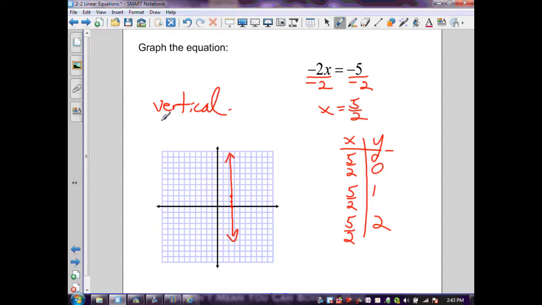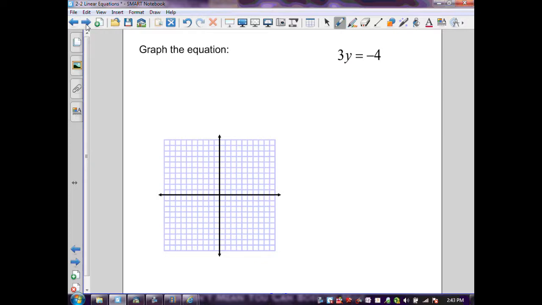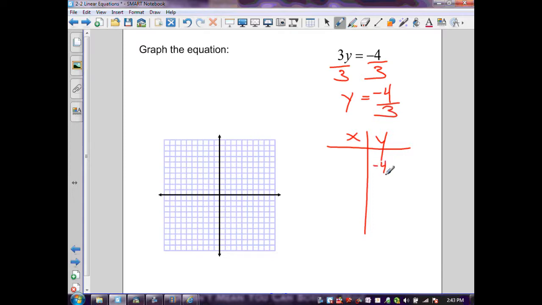What would happen if I just have a y? y would then be a horizontal line. Let's take a look at this example to verify. Here, in my ax plus by equals c, c is negative 4. a would be 0. 0 times x is 0, therefore the x term eliminates, and I'm left with 3y. So we copy the problem and then solve for y, divide by 3. y equals negative 4/3. Now I create a table. Now y has to be this value of negative 4/3.